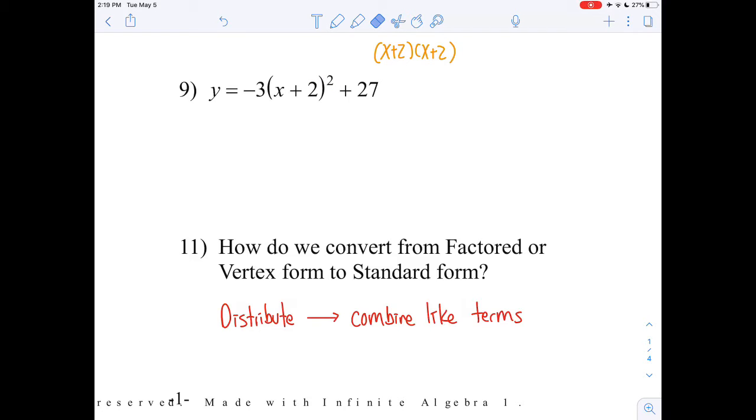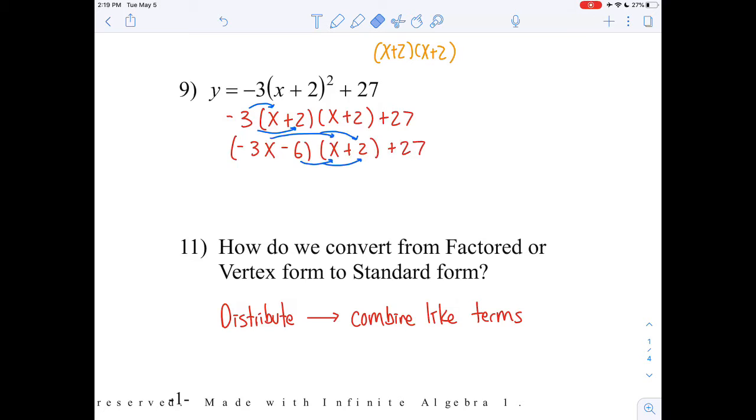So if I think of it that way, then I can represent this as -3 times x plus 2 times x plus 2 plus 27. And I can distribute this lead coefficient of -3 into both. And when I do that, I get -3x minus 6. And when I said both, I meant both of these two terms inside this first set of parentheses. I don't want to distribute it to the second set, only one at a time.